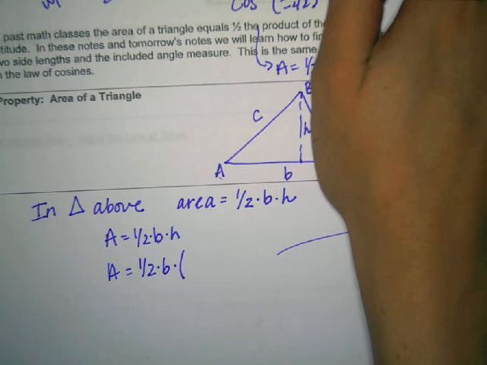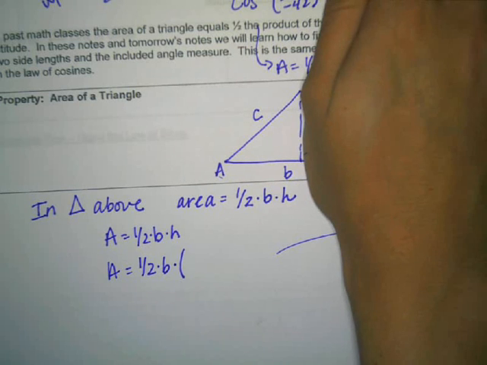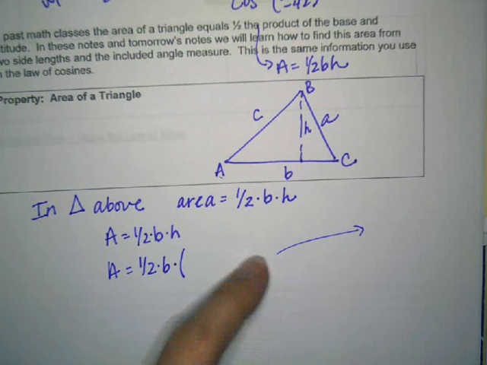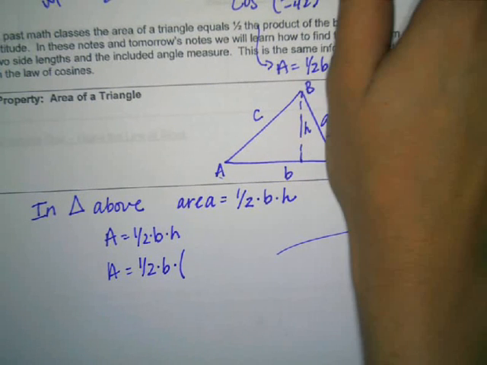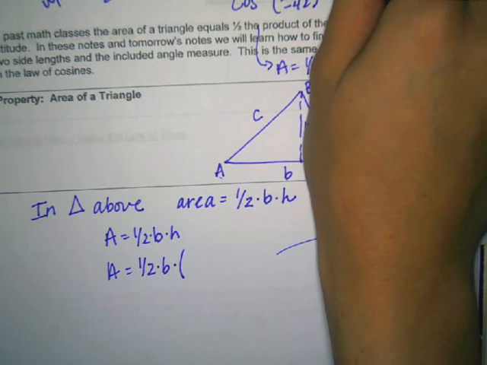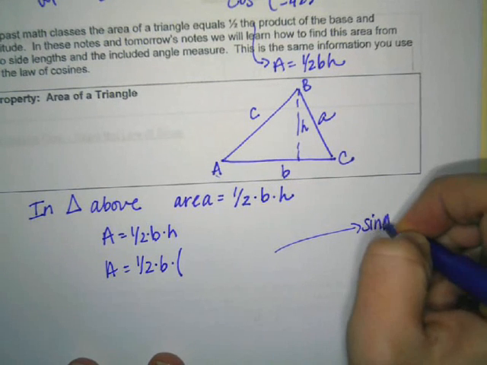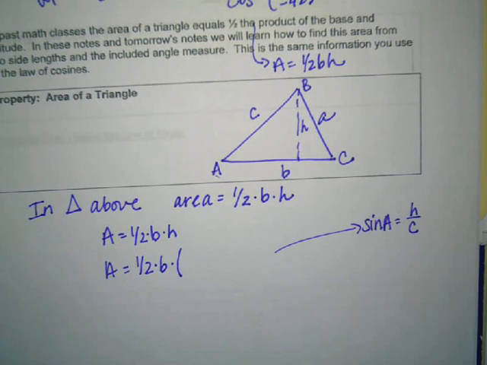Sine. Why would I not want to use B? Because you don't have the whole thing. You only have half of B. Yeah, and I don't even know if it's half necessarily, but it's just a piece, right? But I have the whole side of C in that triangle. Everybody follow me there? Okay. So sine of A, we can say is H over C.